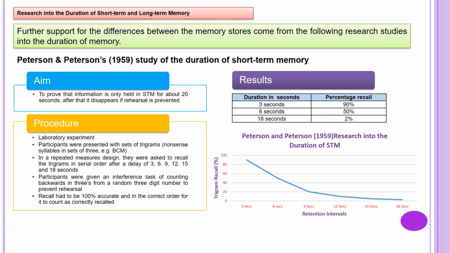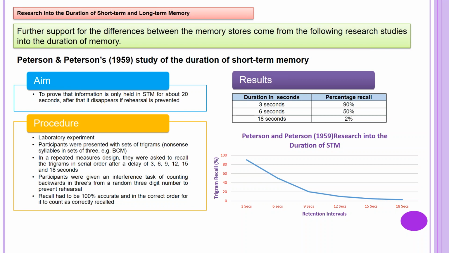Research into the duration of short-term and long-term memory. Further support for the difference between the memory stores comes from the following research studies into the duration of memory. Peterson and Peterson in 1959 looked at the duration of short-term memory. Their aim: to prove that information is only held in short-term memory for about 20 seconds. After that, it disappears if rehearsal is prevented.